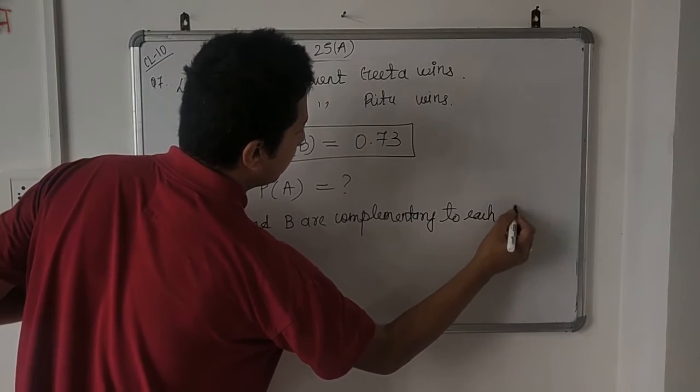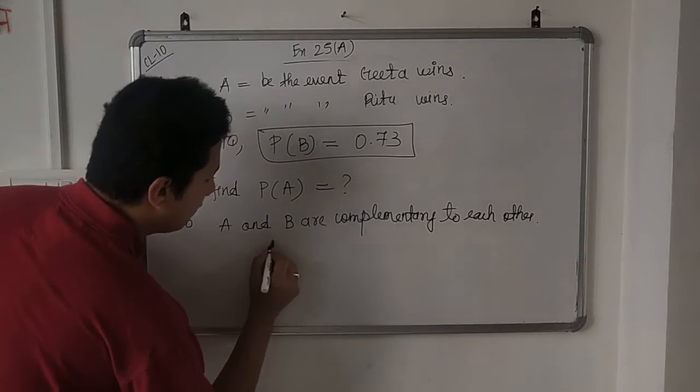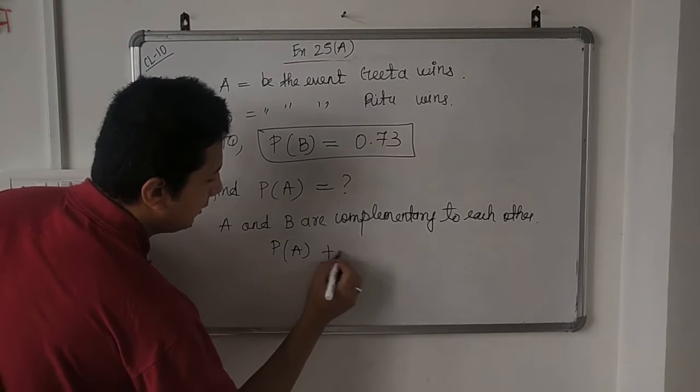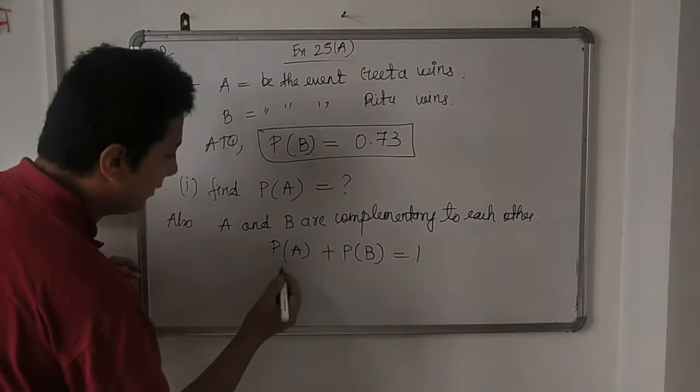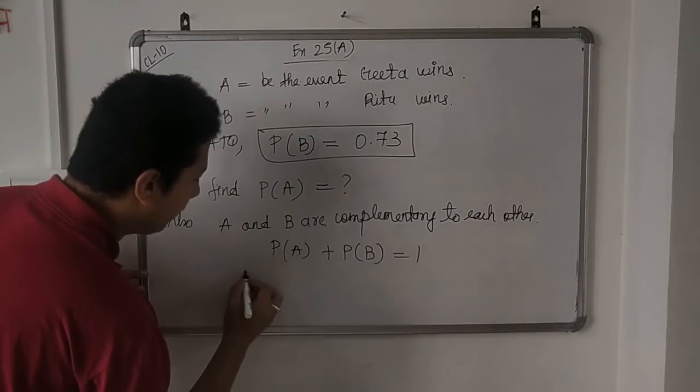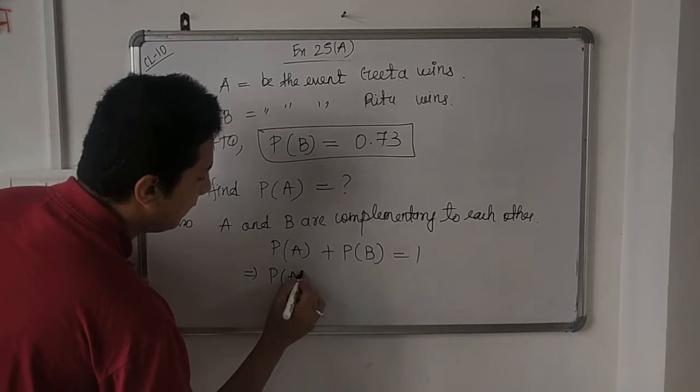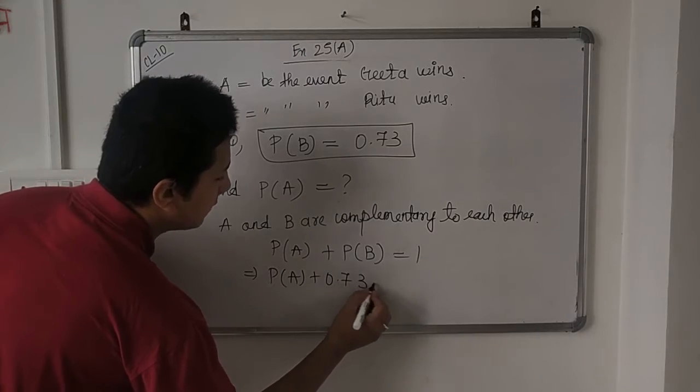Each other. What do I know with this? Probability of A plus probability of B is equal to 1. Very, very simple, isn't it? What is P of B? 0.73 is the value. So P of A plus 0.73 is equal to 1.